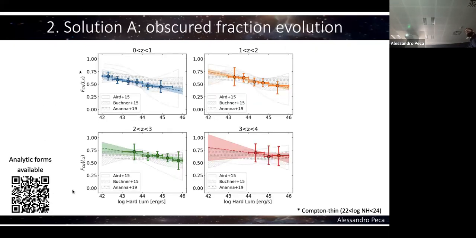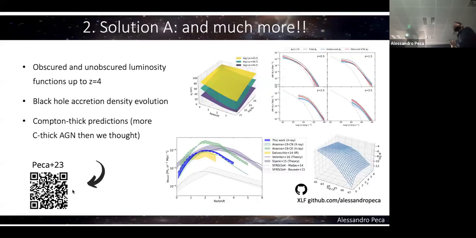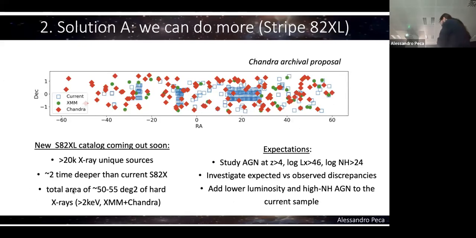How can we improve these results? So we won this nice Chandra archival proposal because everything I showed you is from the beginning of Chandra and XMM up to 2016. So from 2016 to nowadays, you have available in the archives all these new observations, red Chandra, green XMM. So we decided to include them and to produce a new updated catalog, which in some overlapping regions is 2 times deeper. We have more than 5 times the number of AGNs, and we now reach a total area of around 55 square degrees.